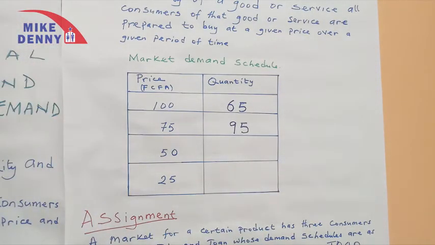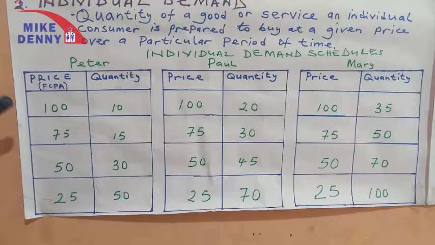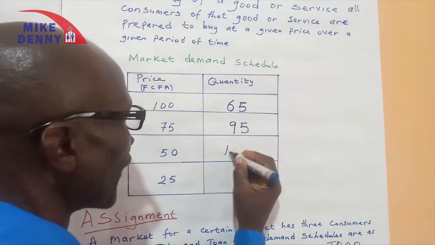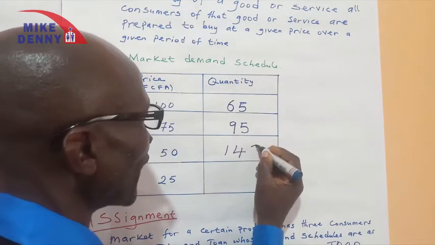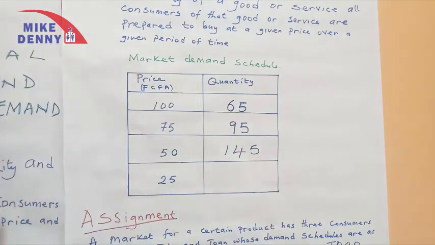Then at the price 50, Peter was ready to buy 30. Paul was ready to buy 45. And Mary was ready to buy 70. So if you take 30 and add to 45, you will have 75. 75 plus 70 will give you 145. So 145 is the quantity that the market is ready to buy when the price is 50 francs.